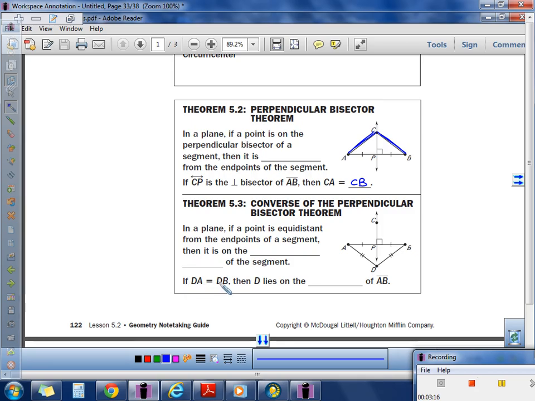If DA is equal to DB, yes, we have that, then D lies on the, if you extend this out, this piece is called the perpendicular bisector. So one more time. If AD and BD are equidistant from that point, then when I extend CP, this CP is the perpendicular bisector. So D would be on the perpendicular bisector.